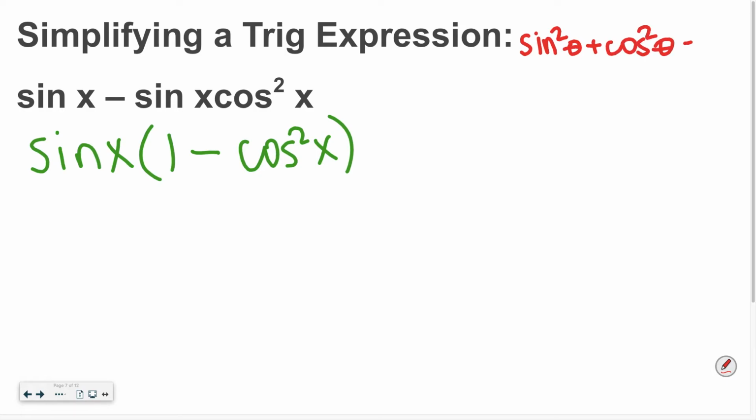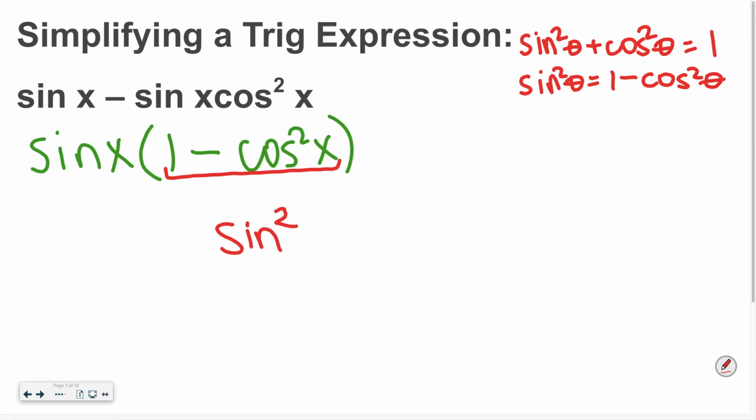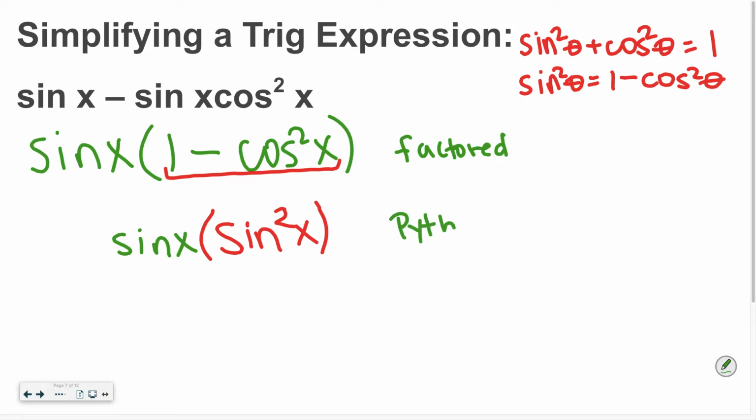Okay, this is something that you have written down, right? It is okay to rearrange these just a little bit. So what would have happened if I took cosine squared and moved it to the other side? We would have 1 minus cosine squared. Do you agree? So we can take 1 minus cosine squared of x and replace it with sine squared of x. So first we factored, then I used the Pythagorean identity.